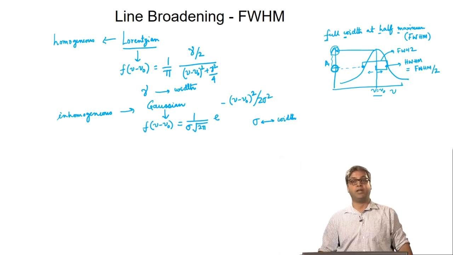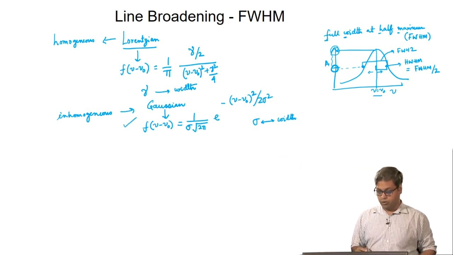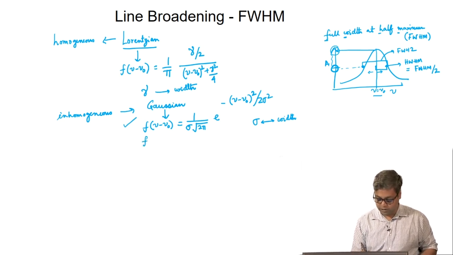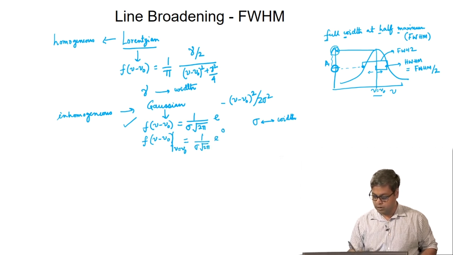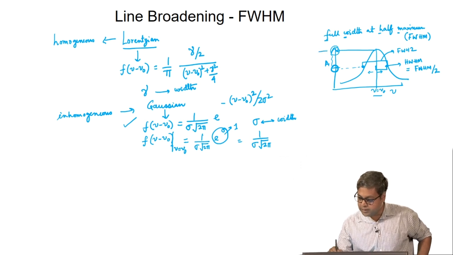So, if the functional form of the line shape is known, we can find the functional form of the full width at half maximum. So, let us look into the Gaussian functional form. We have to evaluate this function at nu equals nu 0. So, at nu equals nu 0, f(nu minus nu 0) becomes 1 by sigma root over 2 pi times e to the power 0, because e to the power 0 is 1. So, this is 1 by sigma root over 2 pi. So, that means the maximum absorbance is 1 by sigma root over 2 pi. So, the absorbance at half the maximum absorbance value is 1 by 2 sigma root over 2 pi.